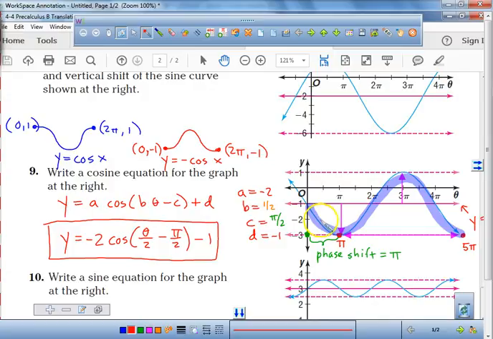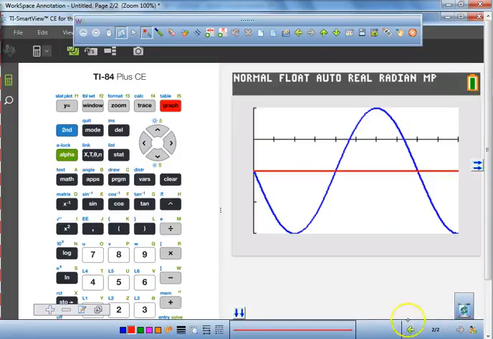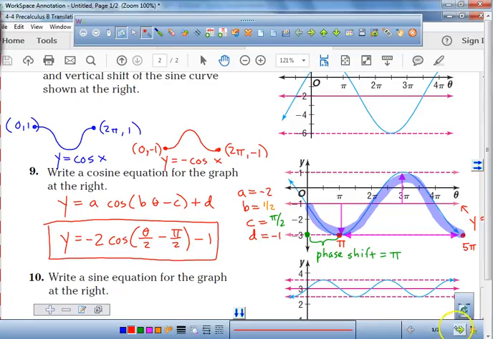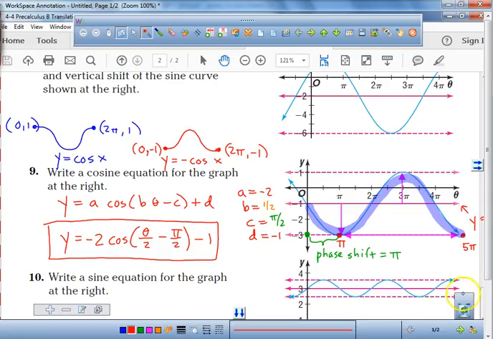Can you guys see how this blue graph is the same as that? It's just scaled a little bit differently on your screen. But these now match each other. Okay? So right now, this is the correct answer. But I want you guys to look at things a little bit differently. Because technically, I could have done something a little bit different.